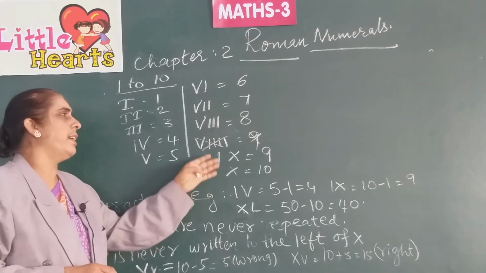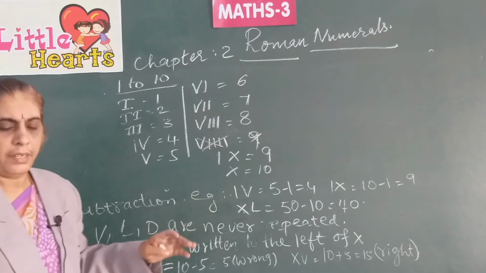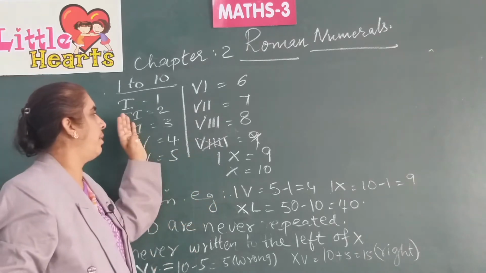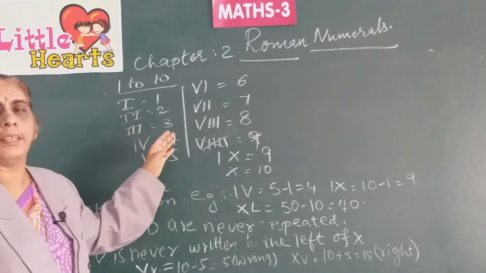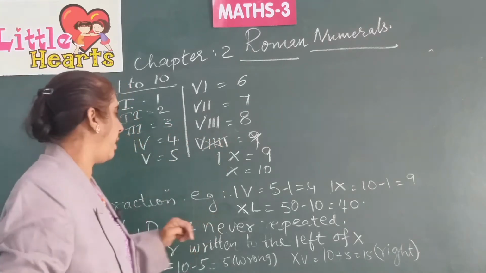So 1 to 10 numerals can be written like this. Using these we can write 20 to 30. You can practice like this. Using these 10 Roman numerals you can write 20 to 30.